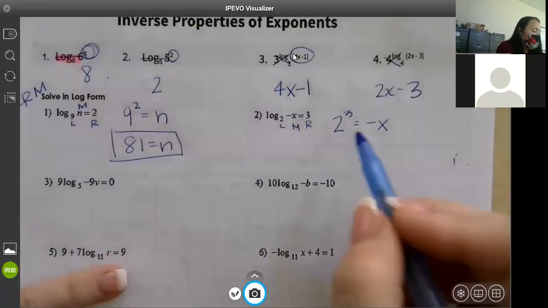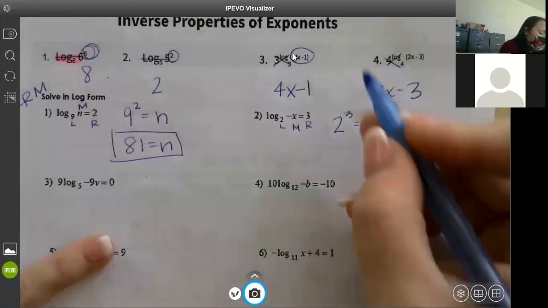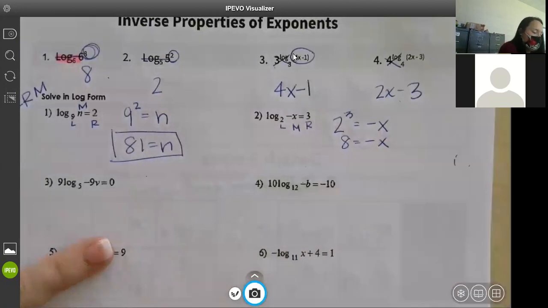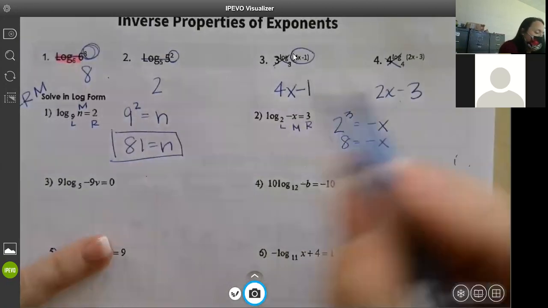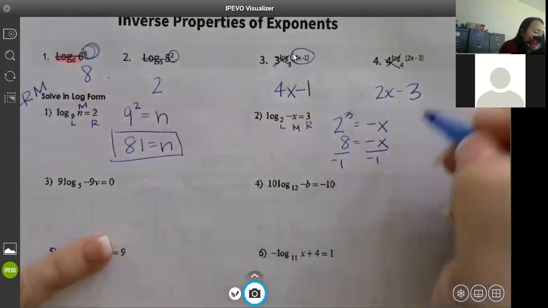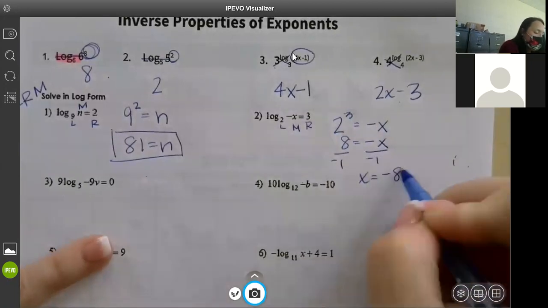Solve this equation. What's 2 to the third? 8. And then how do I solve for x? Divide by -1. It's normal after that. So we get x equals -8.